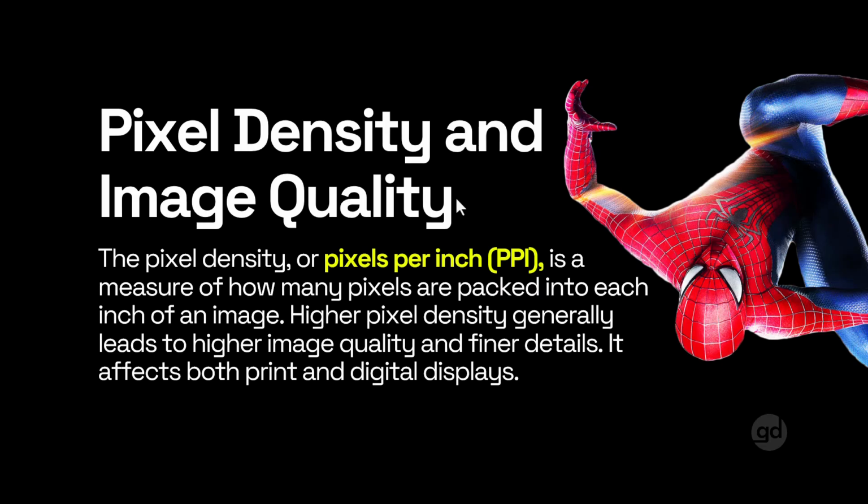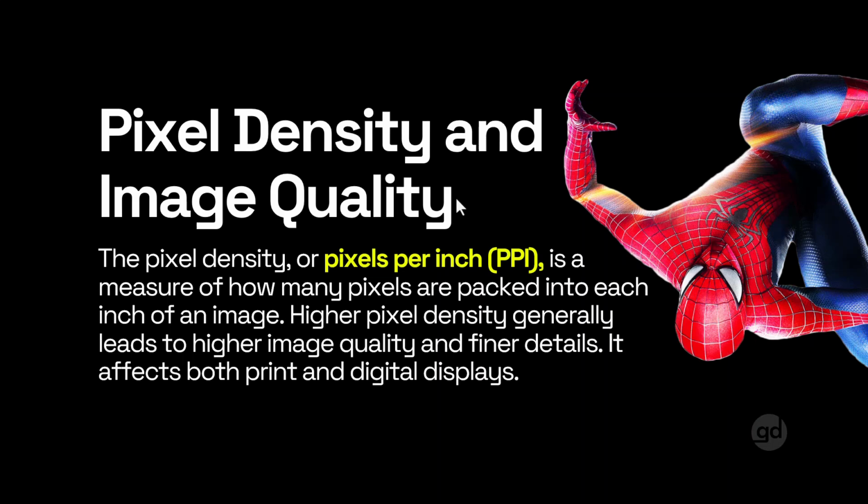So we have pixel density and image quality. The density is simply how many pixels there are in an image, while the image quality can be a result of the higher pixel density of that image. So we have pixels per inch. In print, we have dots per inch. In digital design, we have pixels per inch.